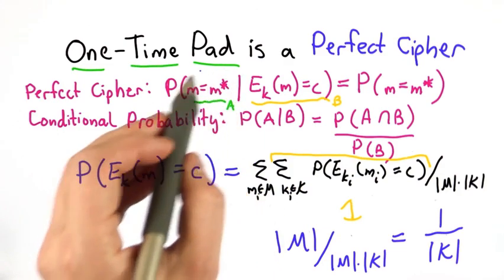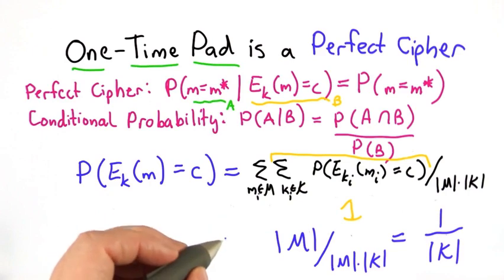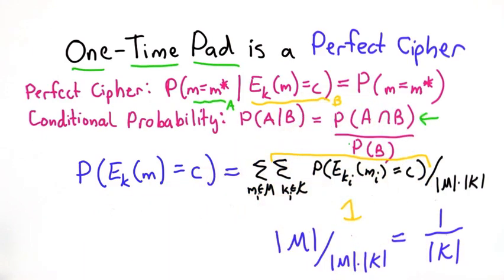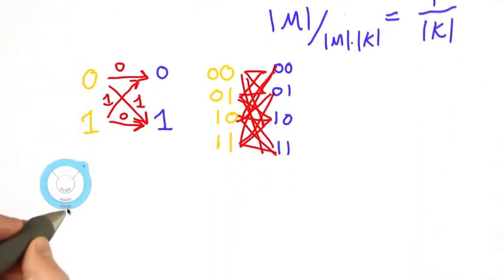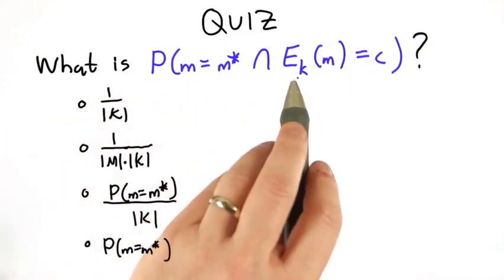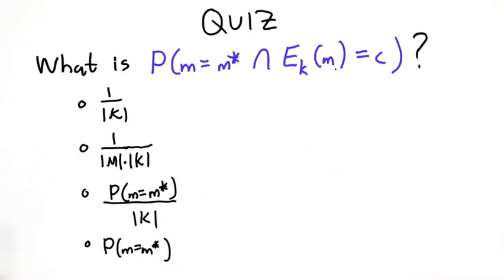But what we need to do now is consider this particular message M star. So we want to compute the probability of the intersection of those events, that the selected message is M star and the message encrypts to C. I'm going to make that a quiz, see if you can figure out what that is yourself. So here are your choices. See if you can figure out what the probability of M equals M star intersected with the encryption of M equals C is. The answer is this one, that it's the probability that the message is M star divided by the number of keys.